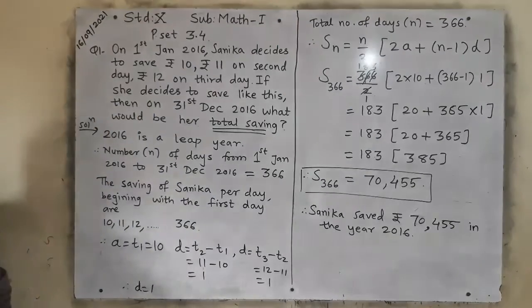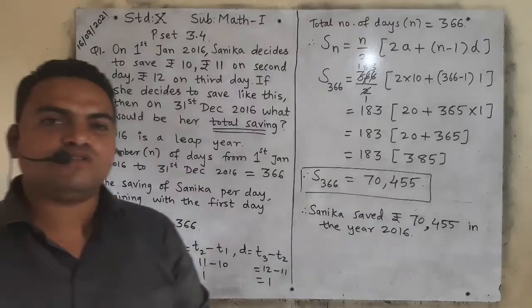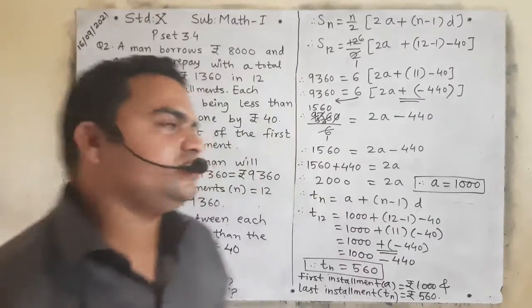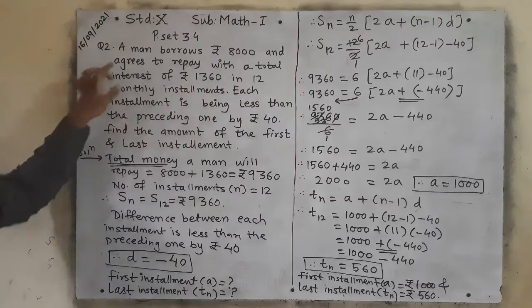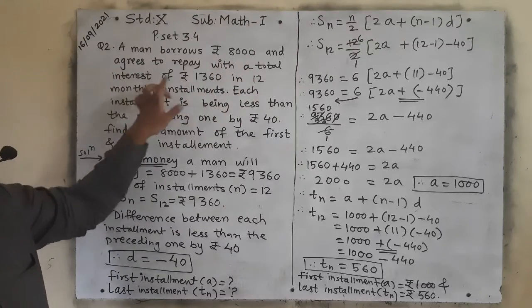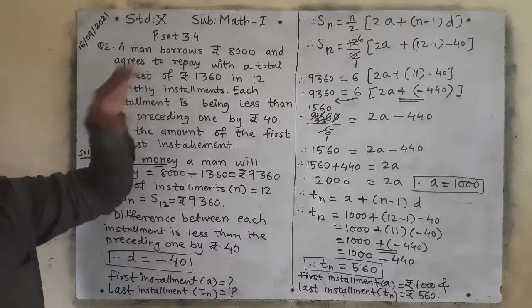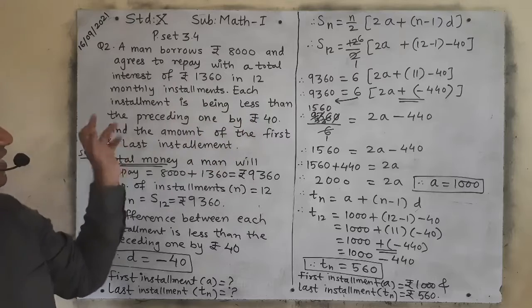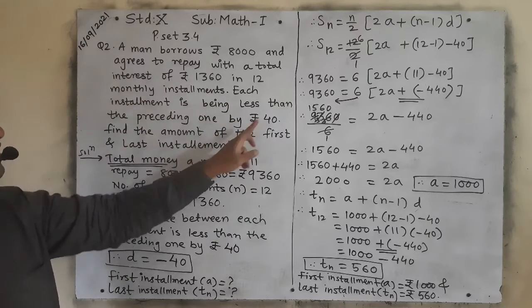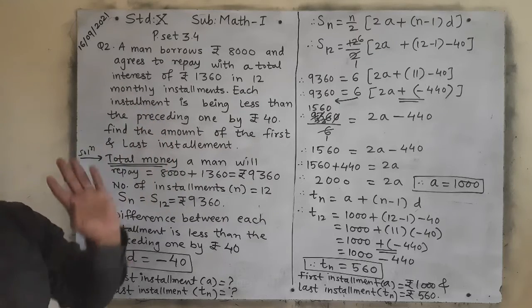So I hope you understood this word problem of 3.4. Now we will see question number 2. A man borrows rupees 8,000 and agrees to repay with a total interest of rupees 1,360 in 12 monthly installments. Each installment is less than the preceding one by rupees 40. Find the amount of the first and last installment.